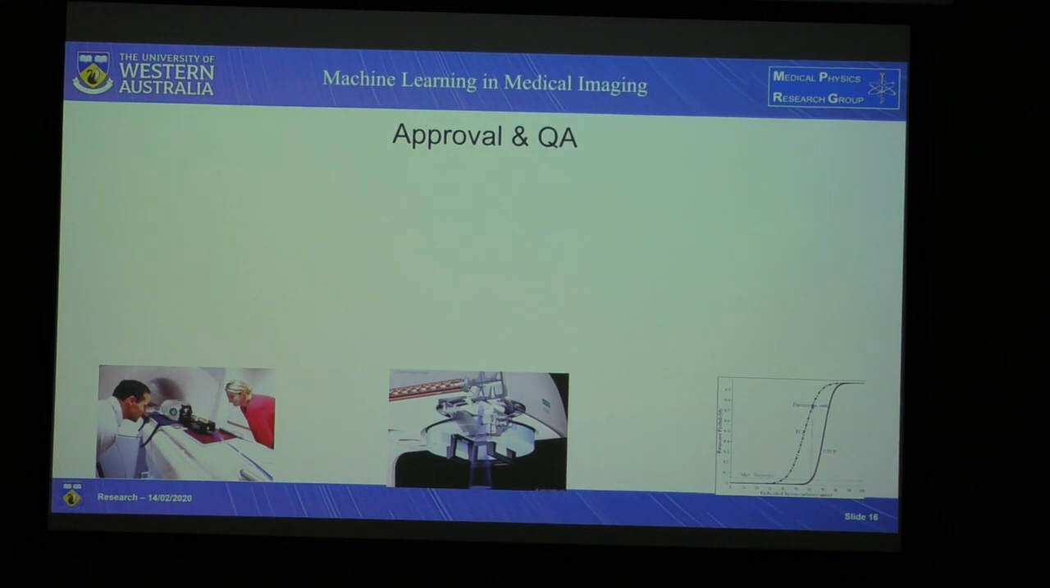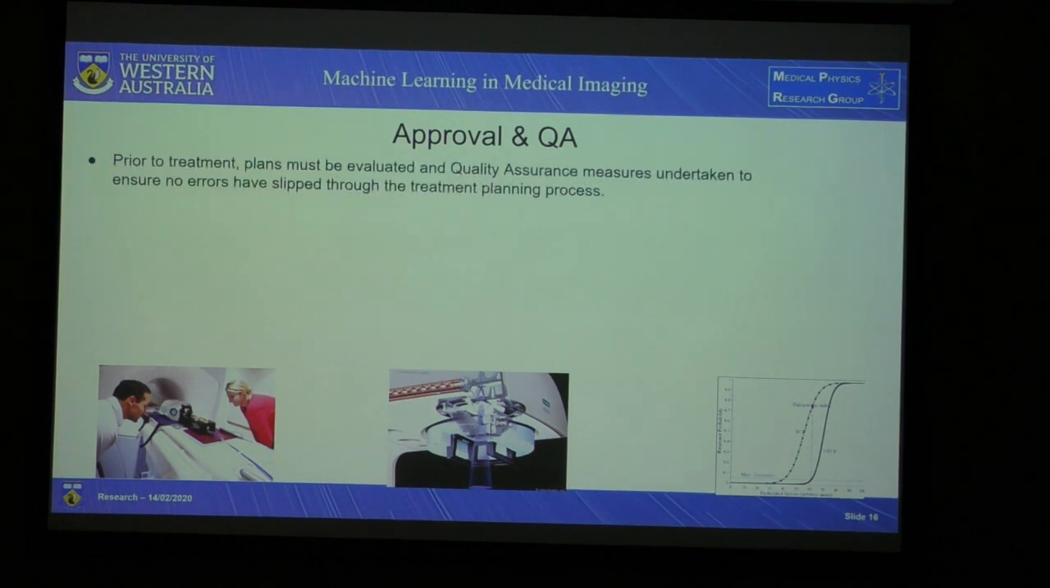Hello everyone, my name is Brani, and I'll be covering the QA process and how machine learning can improve QA and approval procedures in medical physics. So prior to treatment, as we know, plans must be evaluated and quality assurance measures undertaken to ensure that no errors have slipped through the treatment planning process.